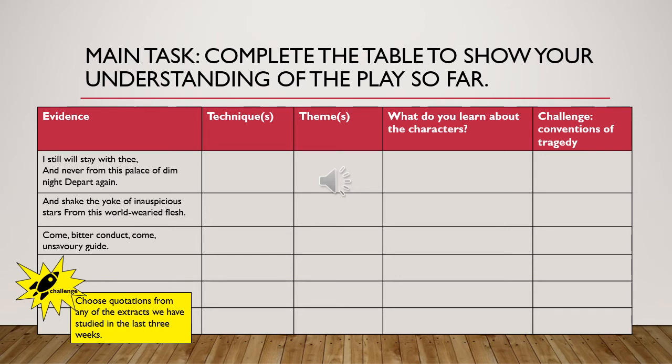Instead of a pair paragraph this week, your main task is to complete the table on this slide. You could do that by copying the table out into a jotter or by completing it on your own device. I have provided you with the first 3 quotations, and your challenge is to select more quotations from the sections we've read so far. For each of the quotations, you will complete technique, themes, and what you learn about the characters, and there's a challenge as well for you to identify the conventions of tragedy, bearing in mind that you might be repeating the same conventions over and again.